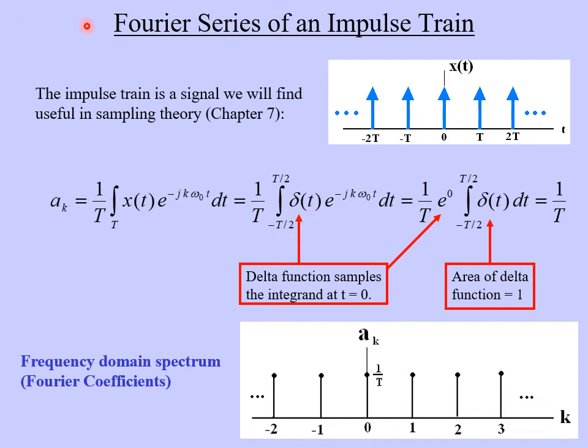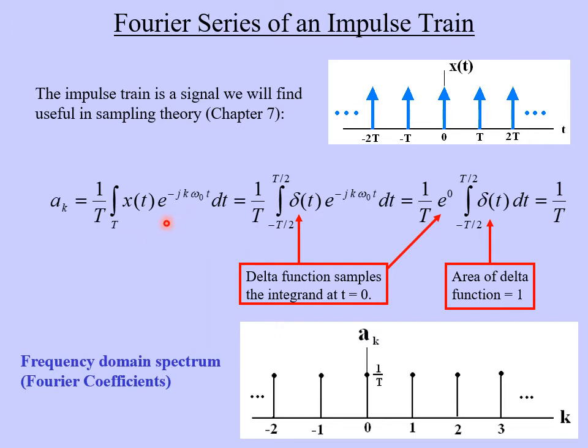Let's do one more example where we're going to find the Fourier coefficients of a periodic function. This time our periodic function, x of t, is an impulse train. That means we have a series of impulses coming every period T. So here's one at T, at 2T, 3T, and so on. Again, our goal is to find the Fourier series coefficients, a sub k. So we're going to use the same integral that we've used in the past examples.